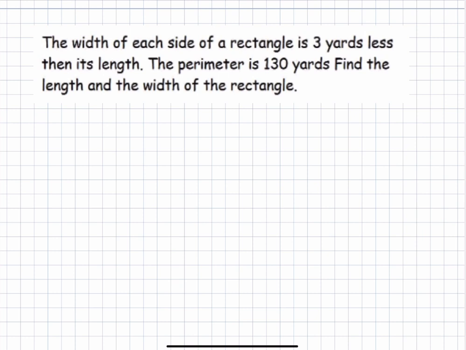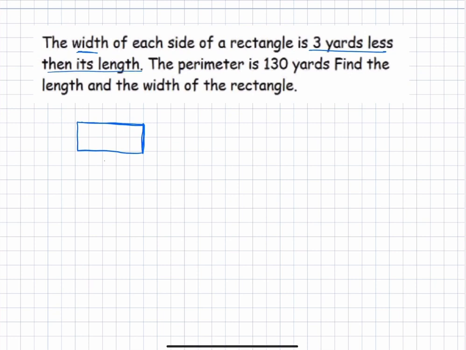Moving on to our second problem: the width of each side of a rectangle is 3 yards less than its length. The perimeter is 130 yards. Find the length and the width of the rectangle. So in this problem, we have another rectangle. Let's draw a rectangle. And in this case, they're saying that the width of each side of the rectangle is 3 yards less than its length.